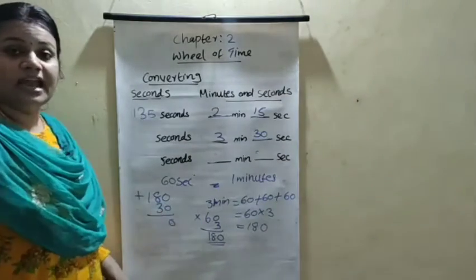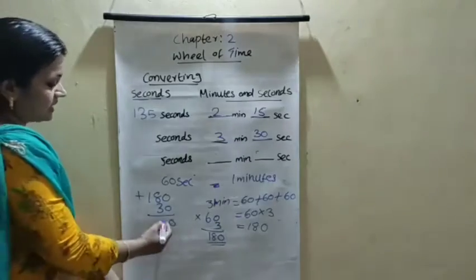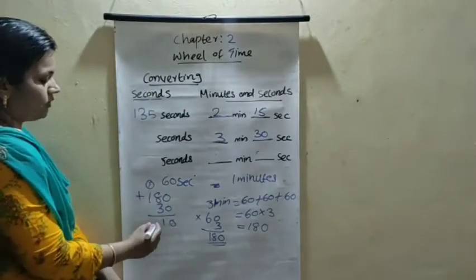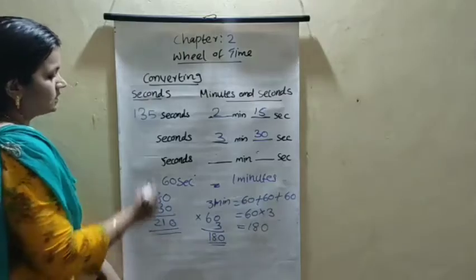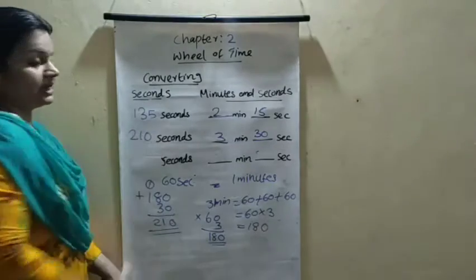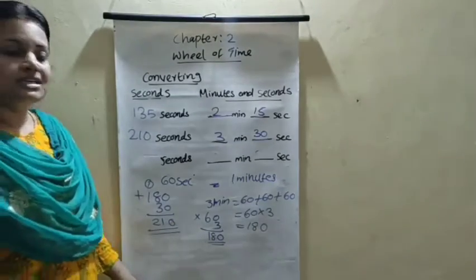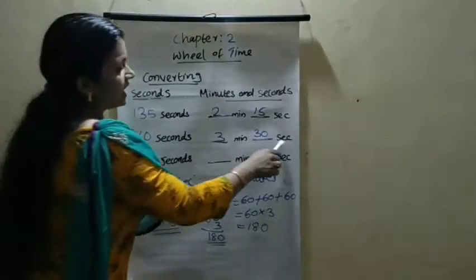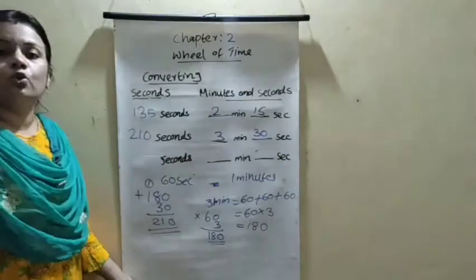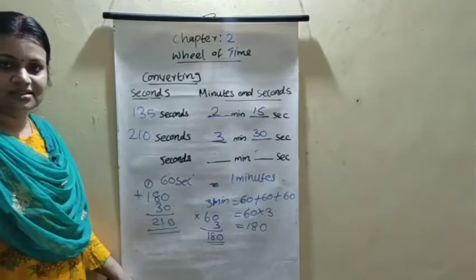8 plus 3, 11. 1 is the carry over. 1 plus 1, 2. Then the total is 210. Understood how many seconds? 3 minutes and 30 seconds equals 210 seconds.